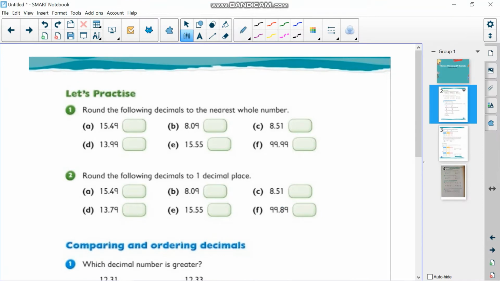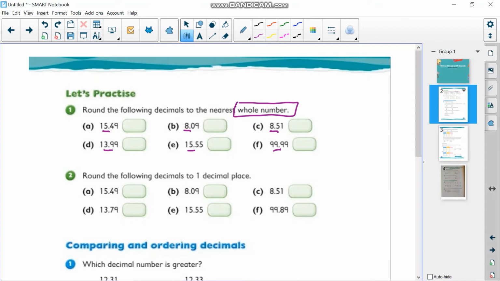So our keyword here is whole number. So let's underline the whole numbers or the ones. Letter A, we have 5. B, we have 8. Letter C, we have 8. Letter D, 3. Letter E, 5. And letter F, we have 9.